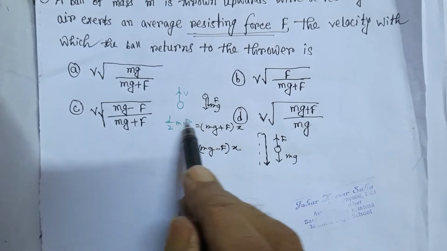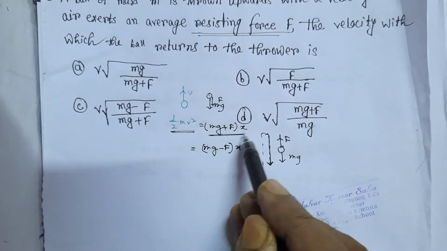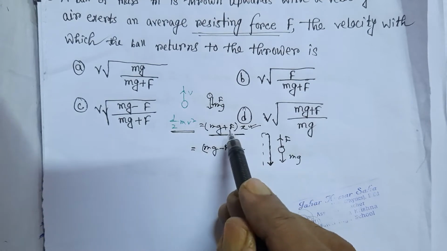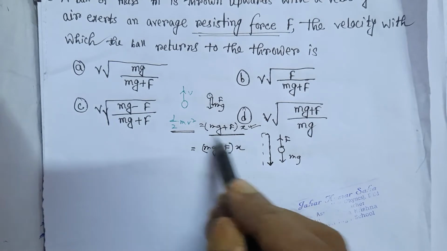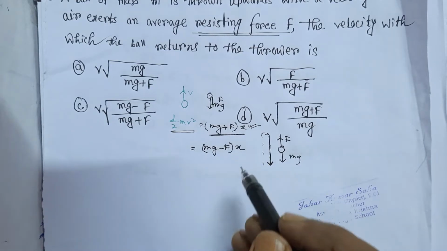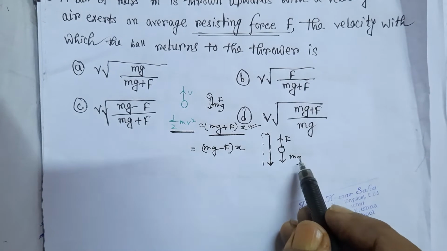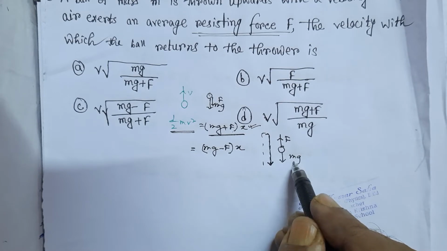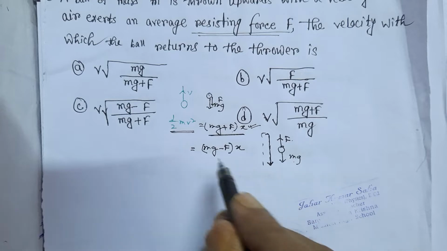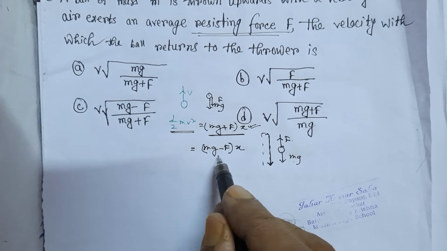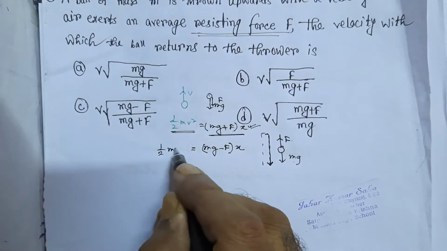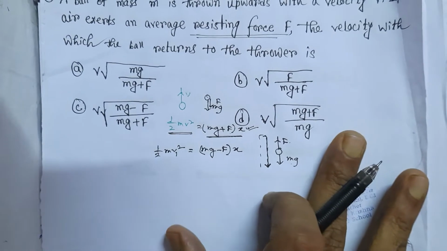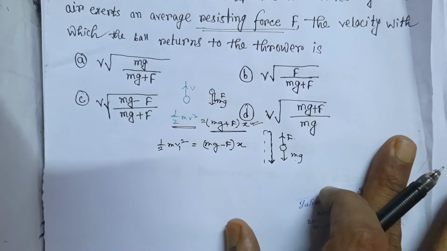When it reached the topmost point, it has lost all the kinetic energy to perform work against the forces acting on the ball, that is weight and the resisting force. Now, the kinetic energy gained by the ball is due to the resultant force of mg minus f. So the work done by this resultant force is mg minus f into x equals the kinetic energy gain, that is half m v1 square, if v1 be the speed of the ball when it returns to the thrower.